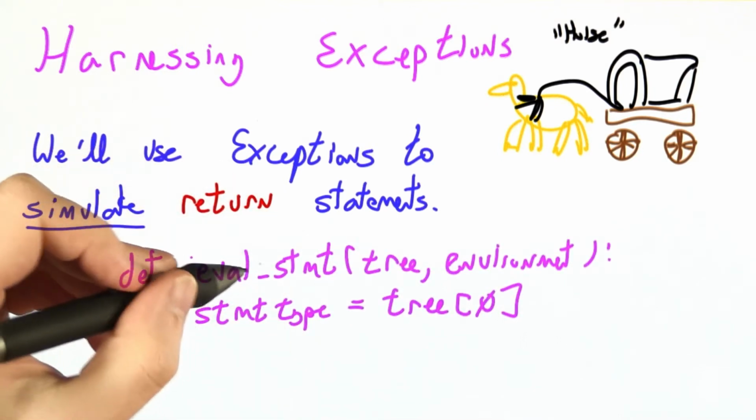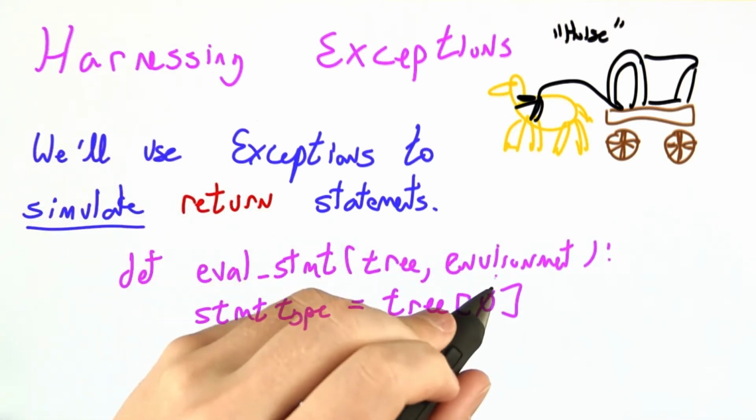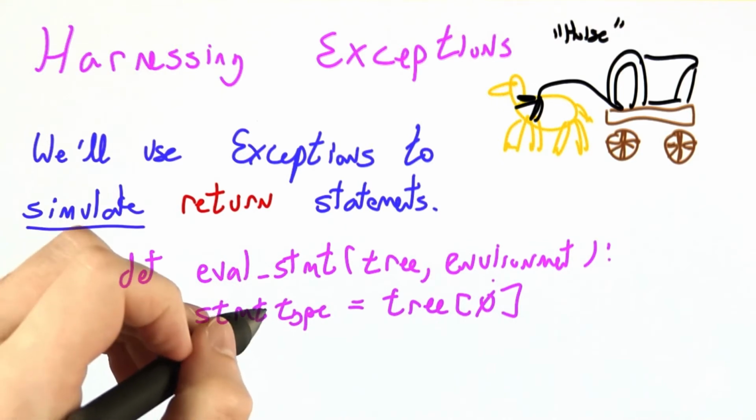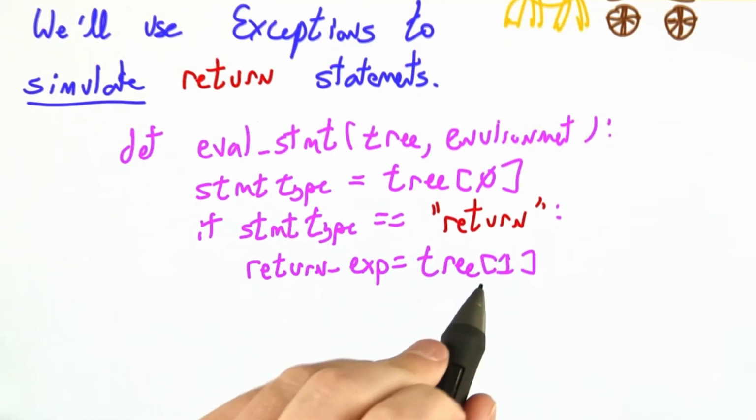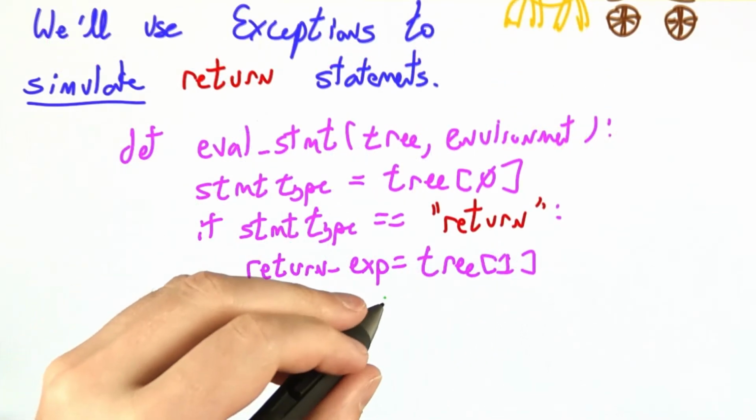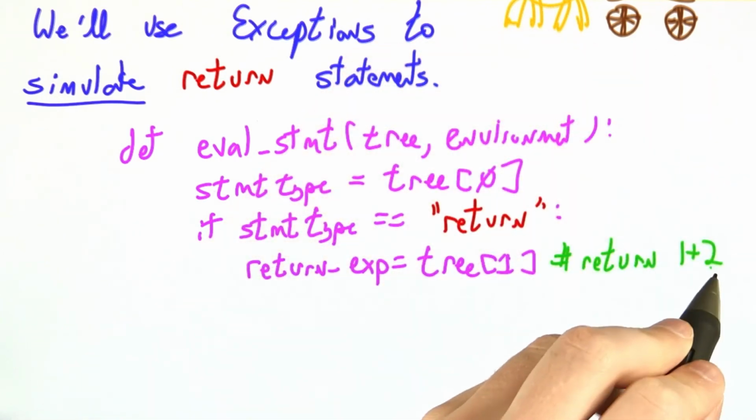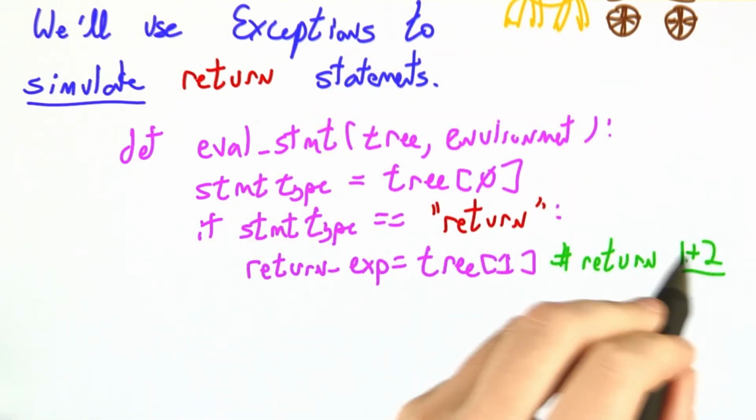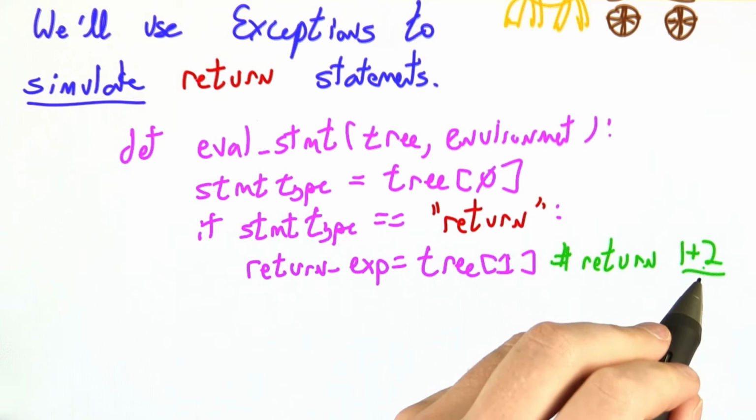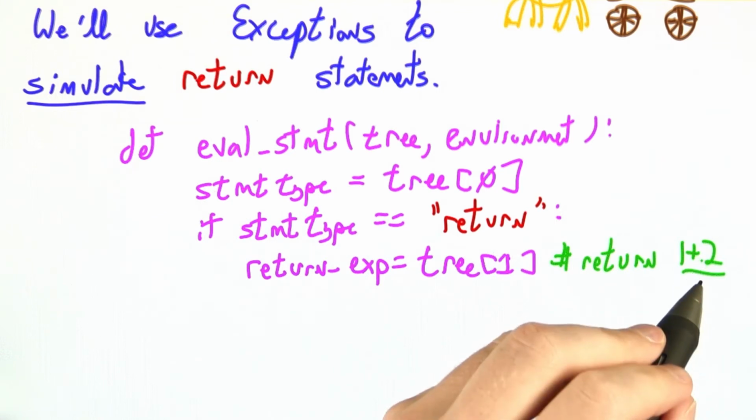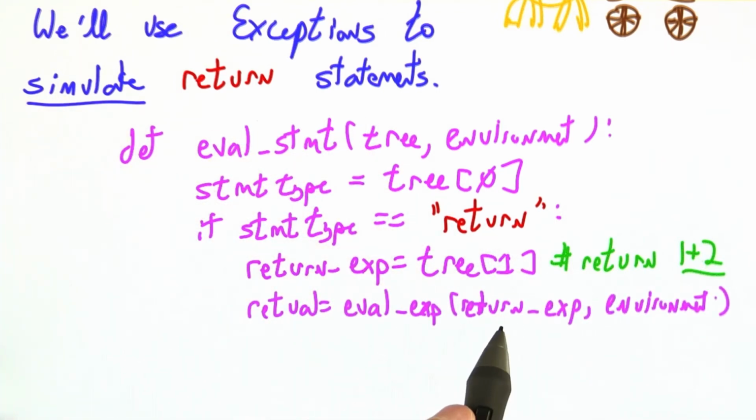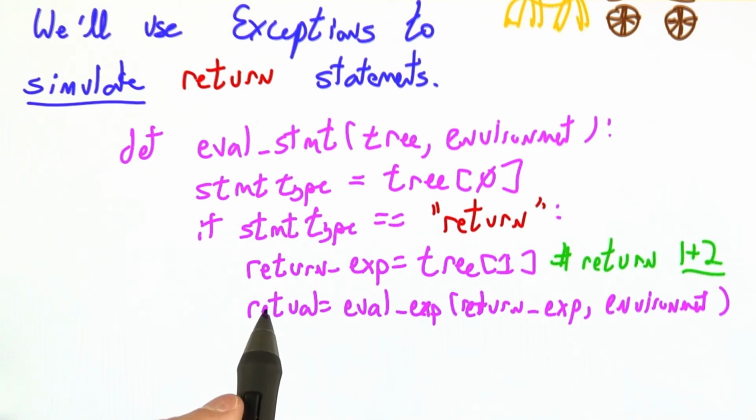Let's consider our code for evaluating statements in the context of an environment again. We get out the type of the statement, and if it is a return statement, we'll get out the associated expression. Remember, you can write something like 1 plus 2, so we're going to have to evaluate this expression's abstract syntax tree or parse tree to figure out what it means. So we'll evaluate that return expression in the environment and get a return value, which I'll abbreviate as retval.